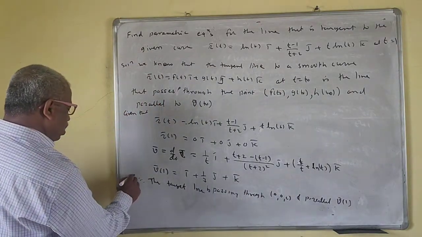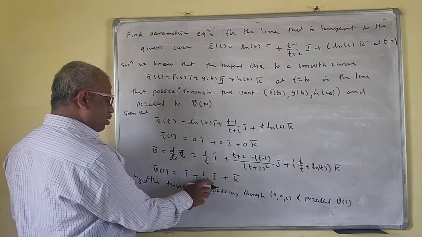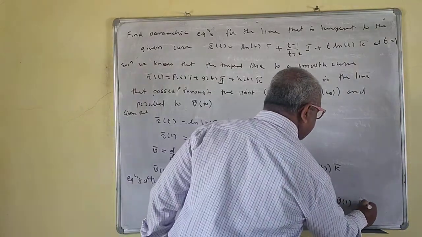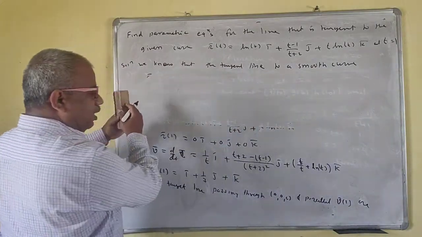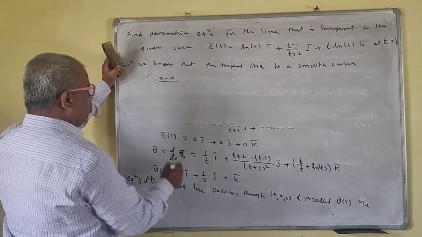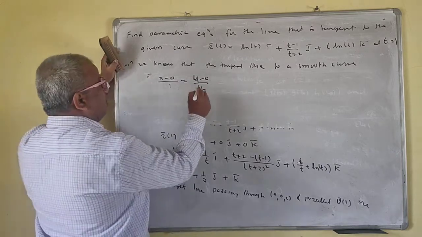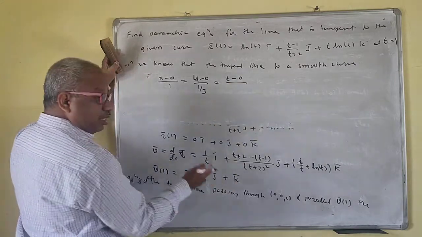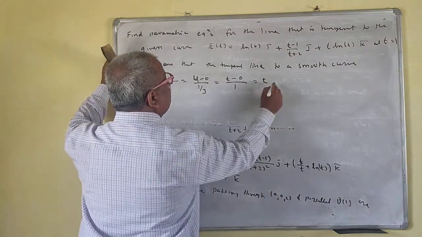Equations of the tangent line passing through 0, 0, 0 and parallel to v bar are, just we write in previous knowledge of this is what? x minus 0 upon 1, y minus 0 upon 1 by 3, z minus 0 upon 1. These are the direction ratios. t is equal to t sec.